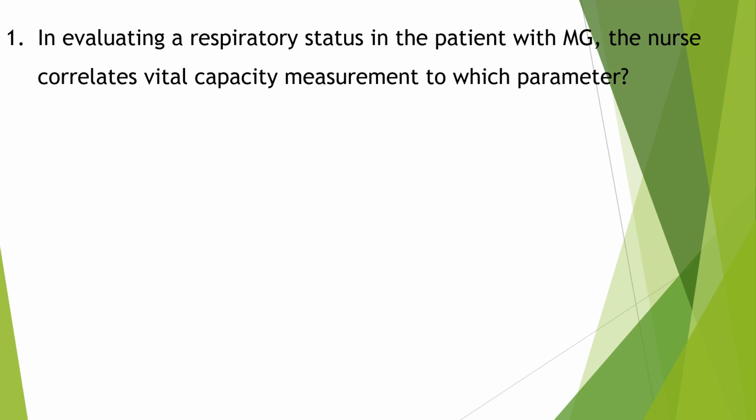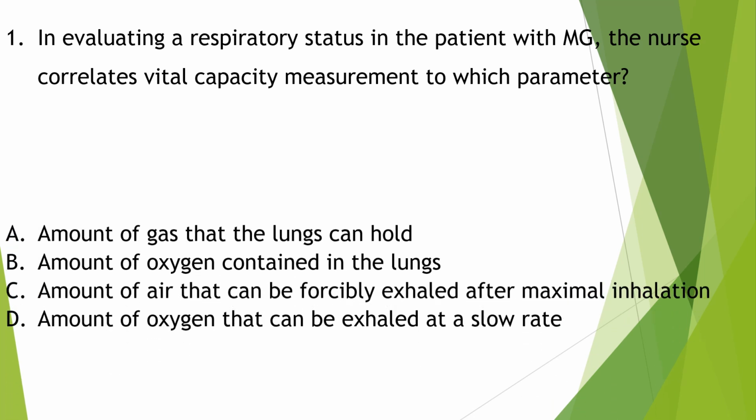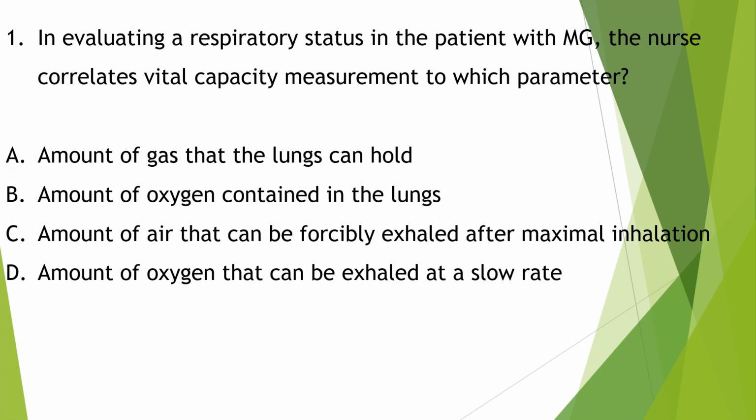In evaluating the respiratory status of a patient with myasthenia gravis, the nurse correlates the vital capacity measurement to which parameter? Amount of gas that the lungs can hold, amount of oxygen contained in the lungs, amount of air that can be forcibly exhaled after maximal inhalation, or amount of oxygen that can be exhaled at a slow rate.